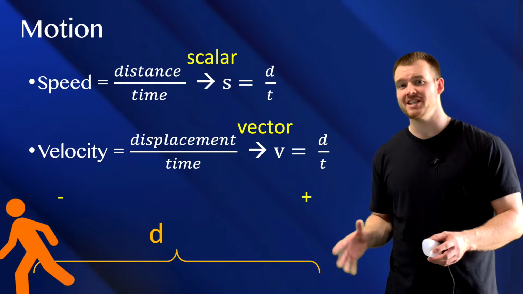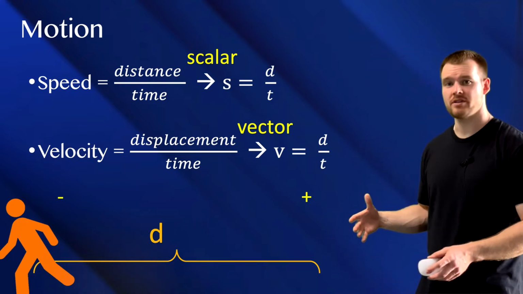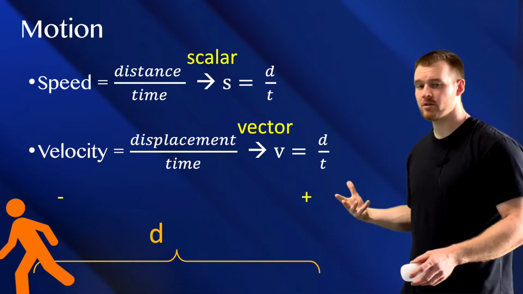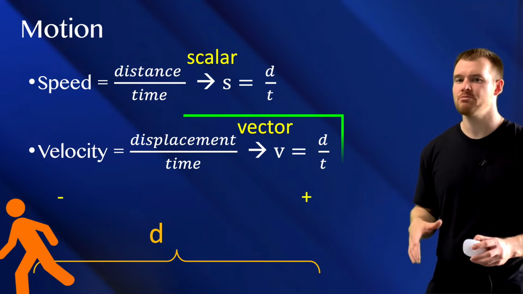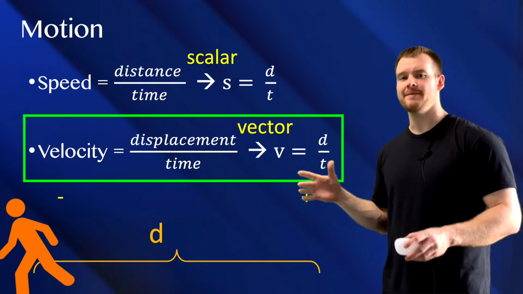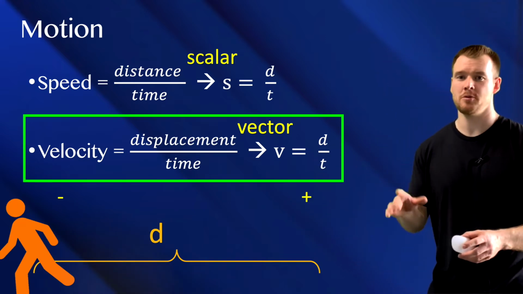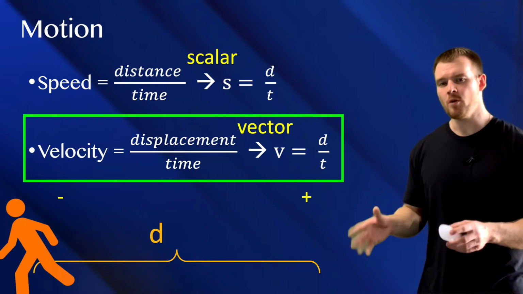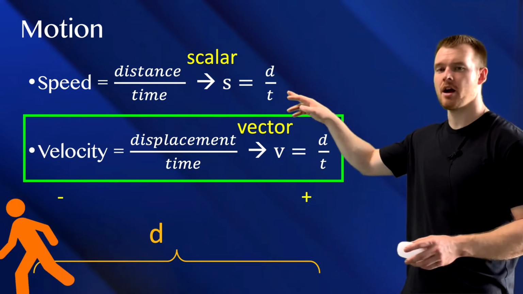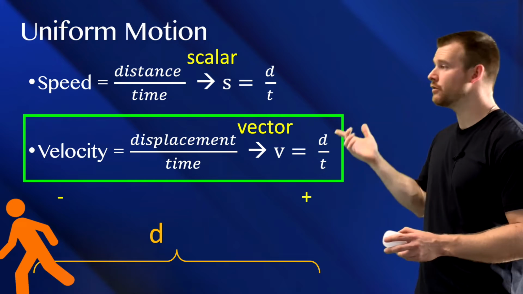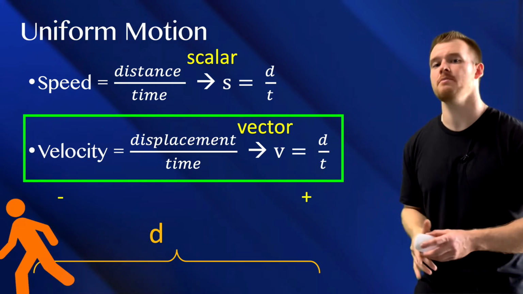Now, for pretty much the entire course, we're going to have to consider if the motion is going forwards or backwards or what direction it's in. So we're going to use pretty much exclusively velocity, so you can get used to using v = d/t. And before we leave this slide, I have motion at the top, but the title of this video is uniform motion. What does uniform motion mean?